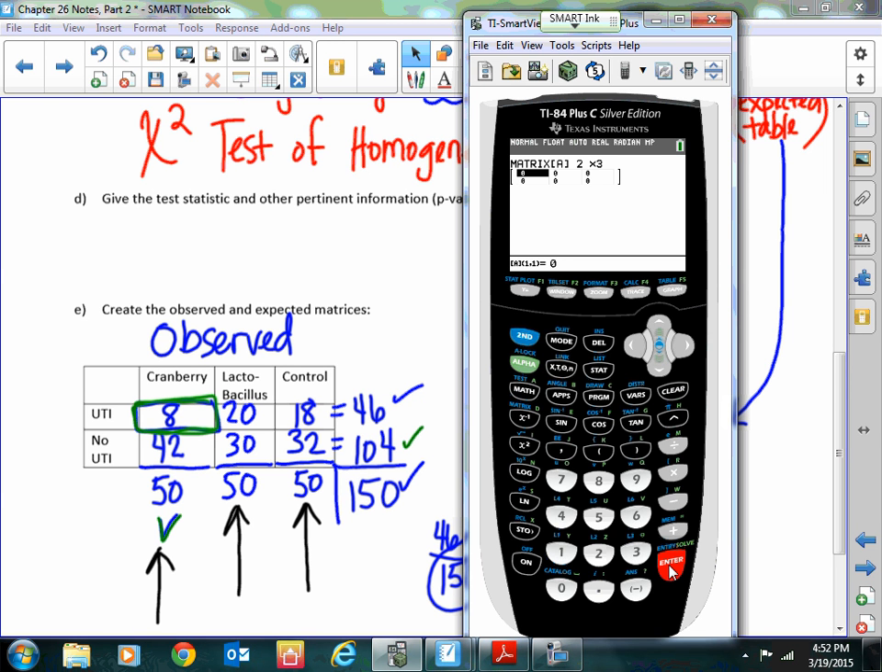All right, so now enter in your observed values. I'm just going to enter those in, 8, 20, 18, and so on. I'll give you a second to enter those into your matrix A.